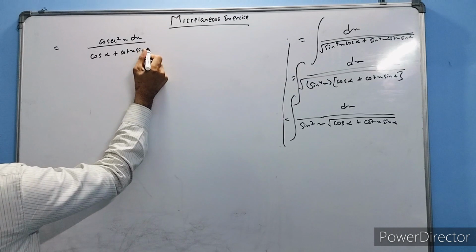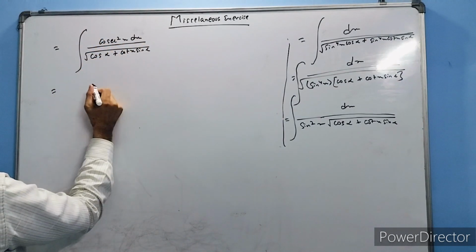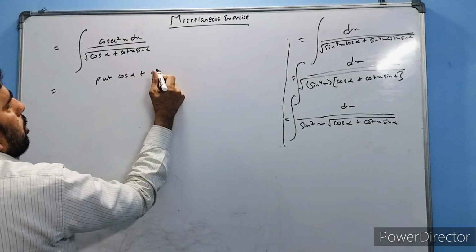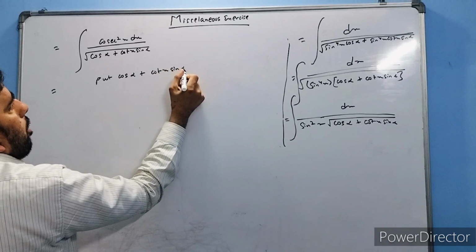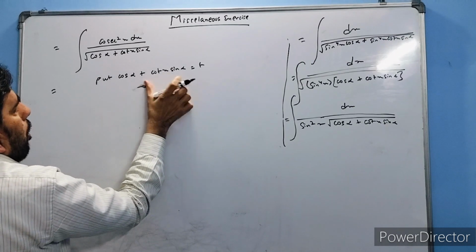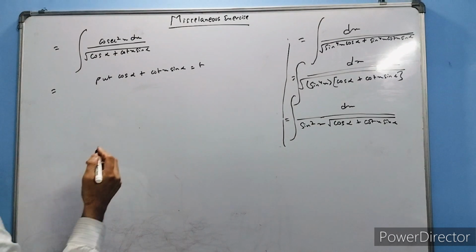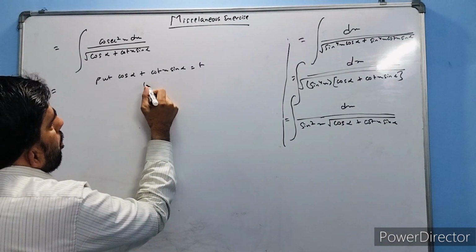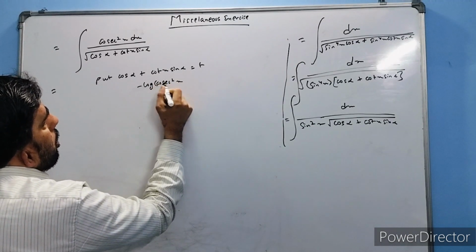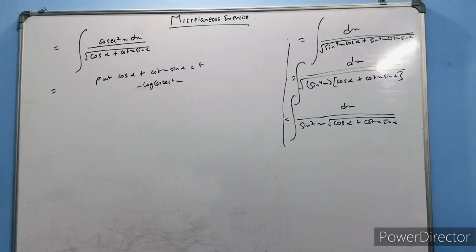Now what we can do is put cos alpha plus cot x sin alpha as t, so that we get minus. We now will see the integration of cot x, that will be minus log cosec square x. Wait, we'll see first.